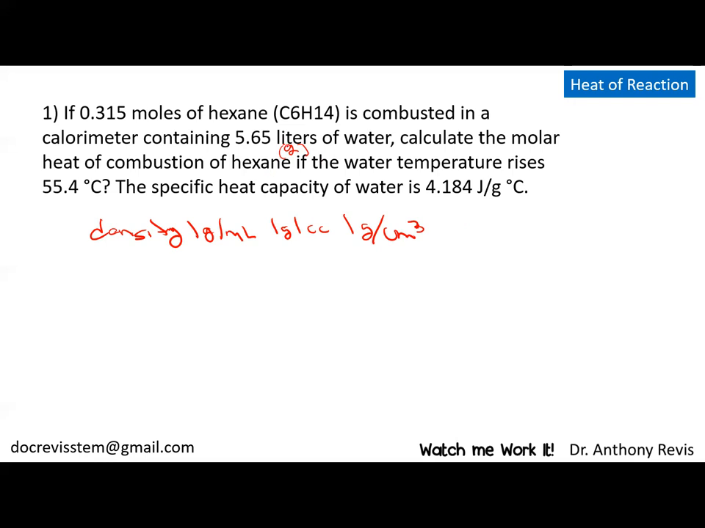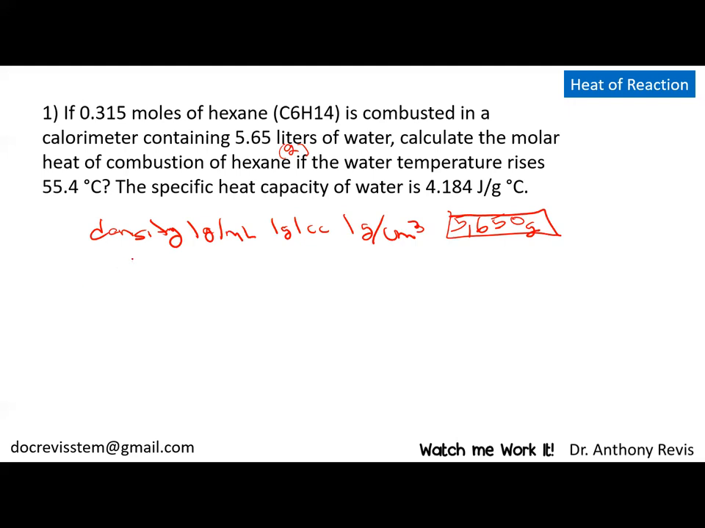So in terms of grams, that's 5.65 liters. So what we know is we have 5,650 grams. So that's a direct conversion from milliliters. So we can start there, or you can set up the old calculation to get it. So that's one of my givens.